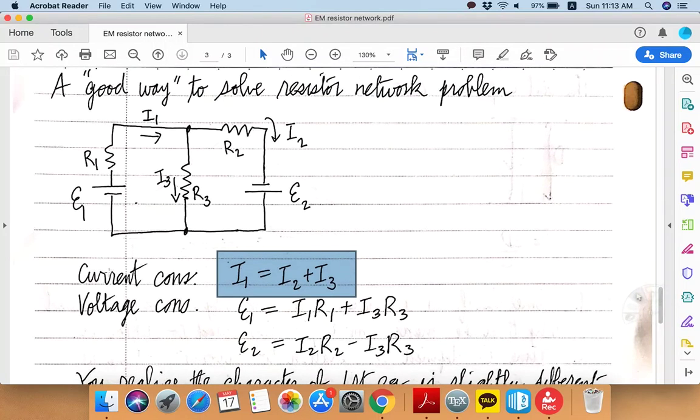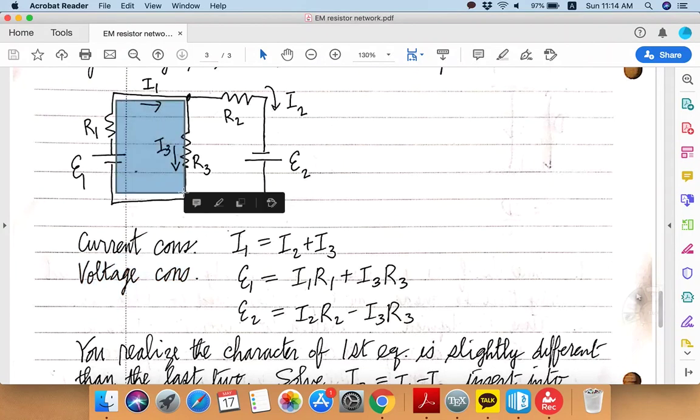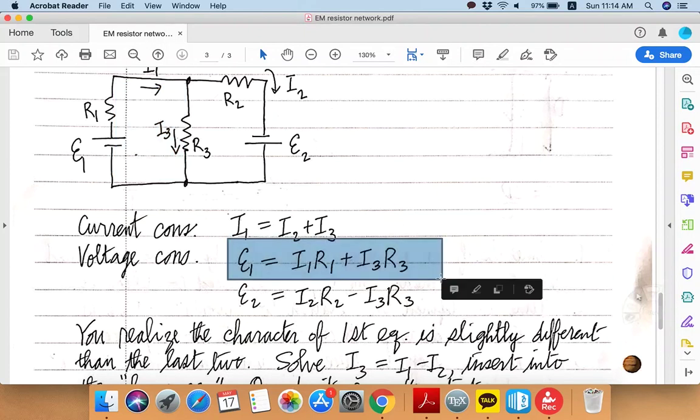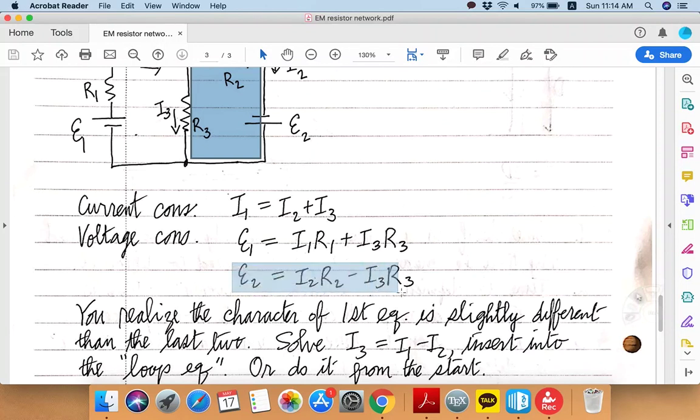And then there is the second Kirchhoff's rule concerning the voltage conservation, really. So if you follow along this loop, let me represent the loop with a rectangle enclosed by that loop. In this loop, the voltage conservation requires that this equation be satisfied. And then along this other closed loop, you have another voltage conservation, like this.